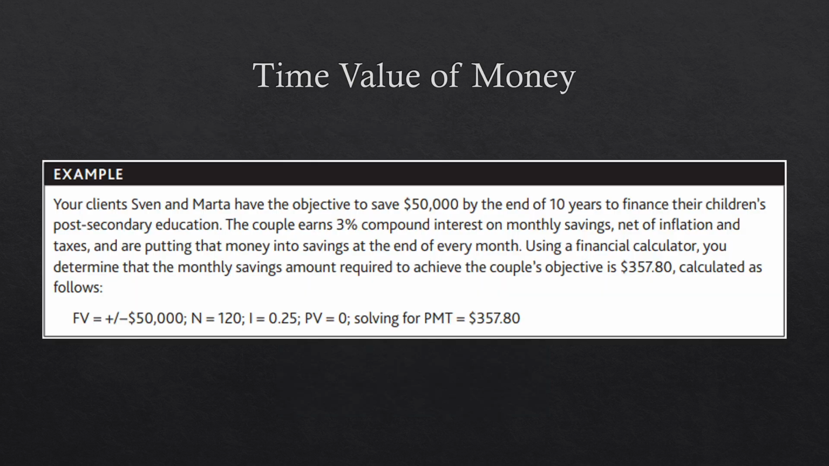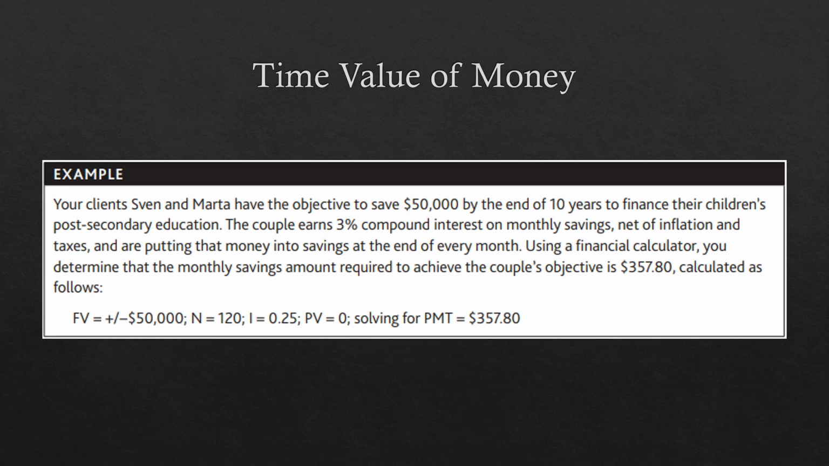Here is a quick example of the time value of money formula. You have some clients who have the objective to save $50,000 by the end of 10 years. So you know that the future value is $50,000, and the time period is 10 years. The couple earns 3% compound interest on monthly savings. So now you know that they're going to be saving monthly. The time period is not 10 years, it's 120 months. That's why N equals 120.